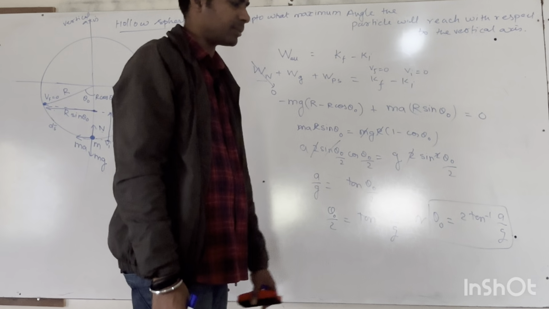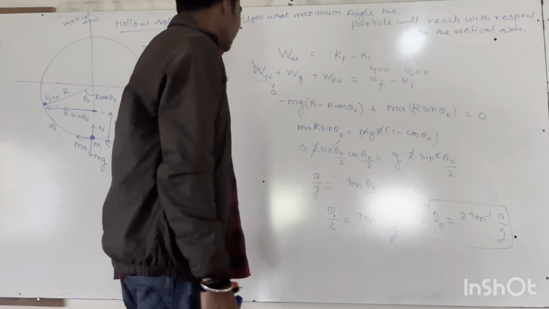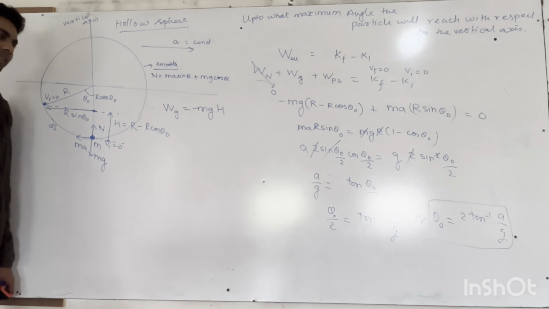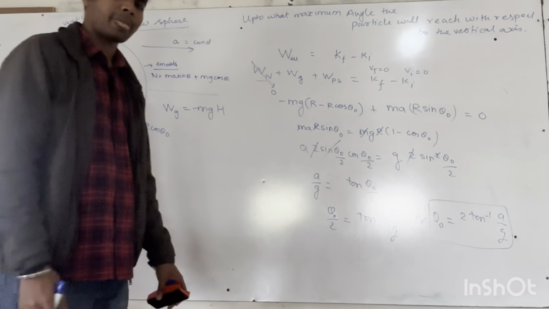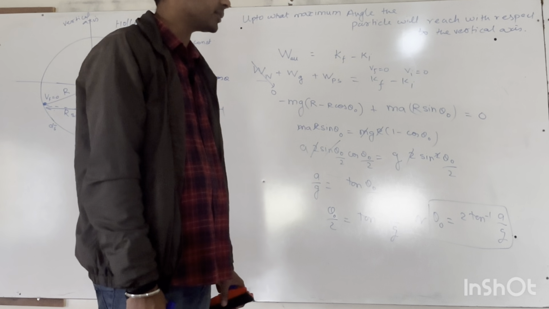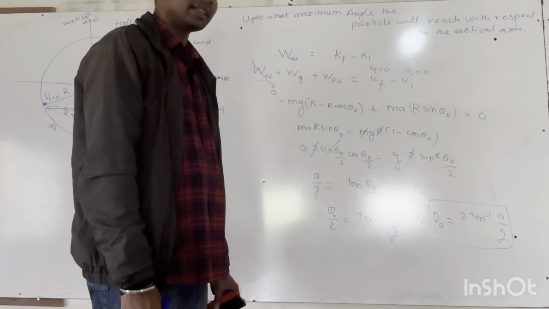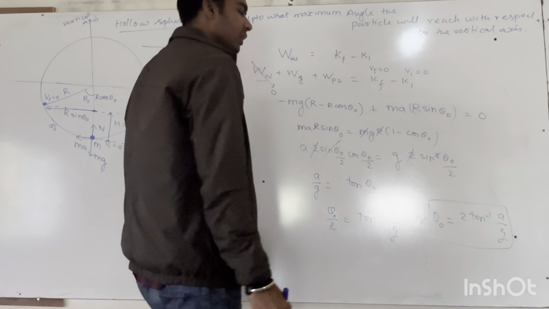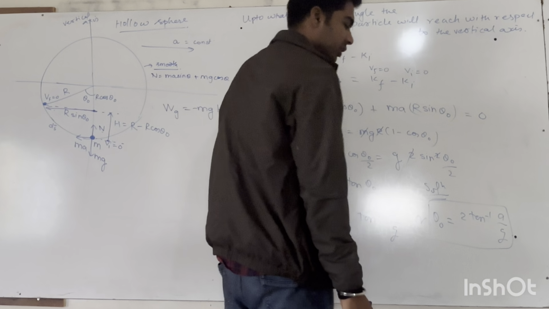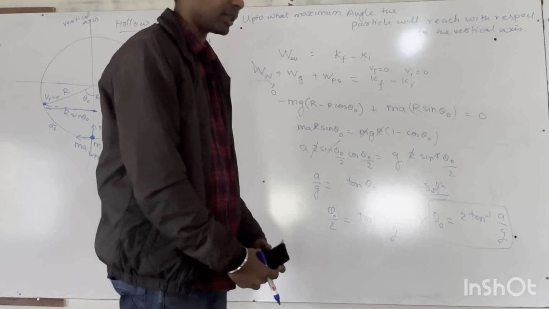So at this maximum theta naught, the particle will climb up on the hollow sphere, and after that what will happen is called the concept of oscillation. So that is a really interesting problem. Although we have reached the solution of the problem, this is the solution: theta naught equals 2 tan inverse a by g.